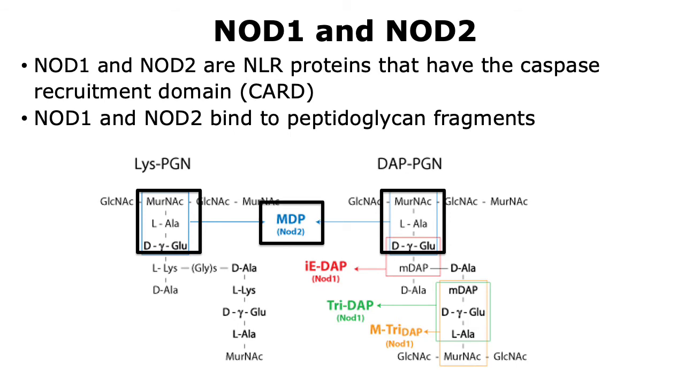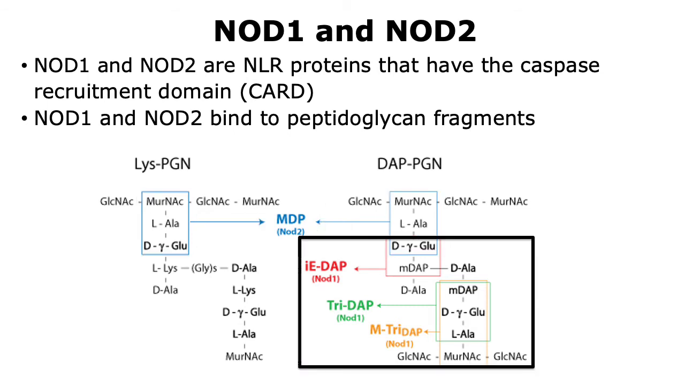Now, this moiety of the N-acetylmuramic acid that is bound to alanine and glutamic acid is also called muramyl dipeptide, or MDP. This MDP is the ligand for the NOD2 receptor, and thus NOD2 is able to bind to the fragments of peptidoglycan that have the MDP component. Thus, it is able to recognize peptidoglycan fragments from both gram-positive as well as gram-negative organisms.